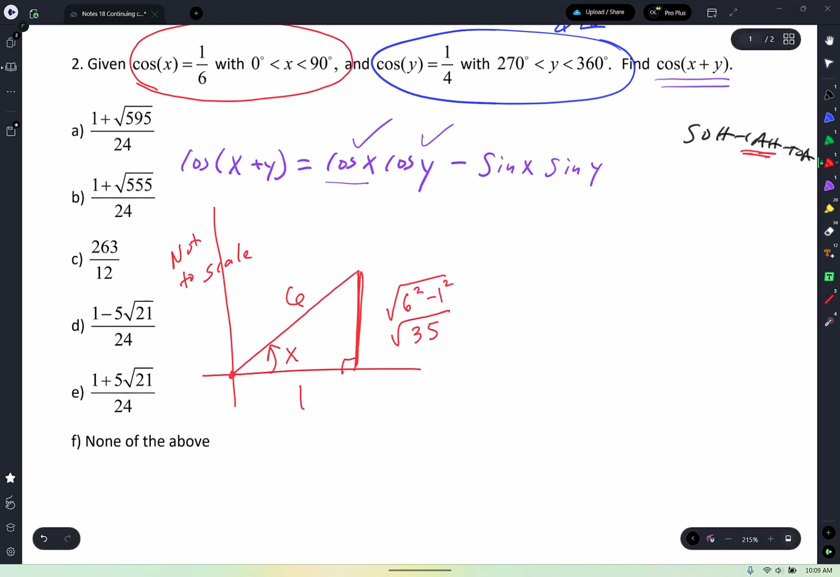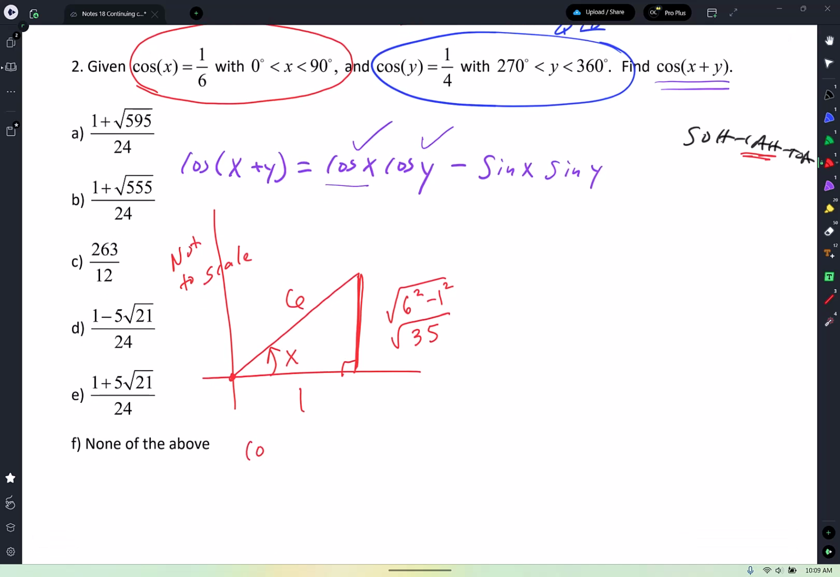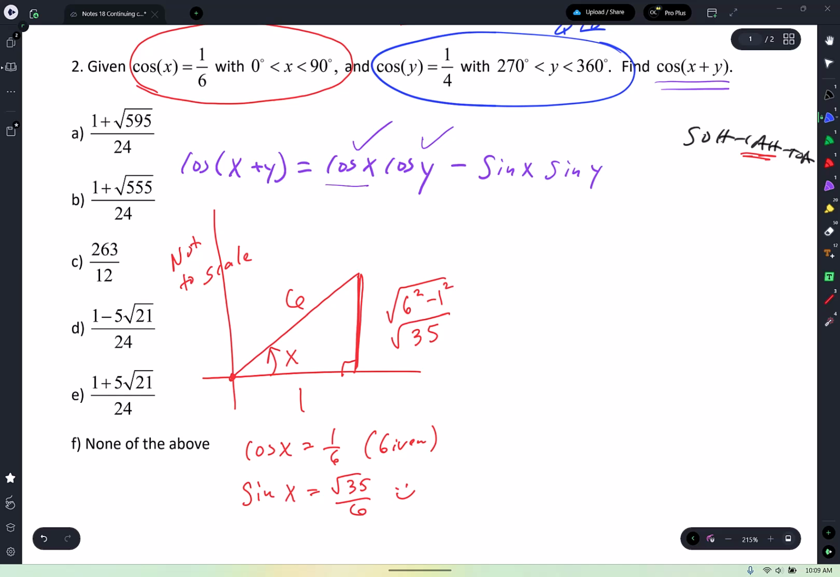Check it out, guys. From that, I already know cosine X. It's given. So cosine X is 1/6. I'm going to put the words given. I guess you could also look at this triangle. Now I'm going to get sine X. Sine X is opposite over hypotenuse. Square root of 35 over 6. Happy face. Are we still okay, guys? Nothing crazy, right? All right, look at the one in the blue.